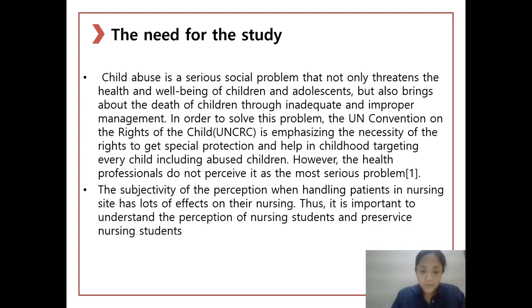Child abuse is a serious social problem that not only threatens the health and well-being of children and adolescents, but also brings about the death of children through inadequate and improper management. In order to solve this problem, the UN Convention on the Rights of the Child is emphasizing the necessity of the right to get special protection and help in childhood, targeting every child, including abused children.